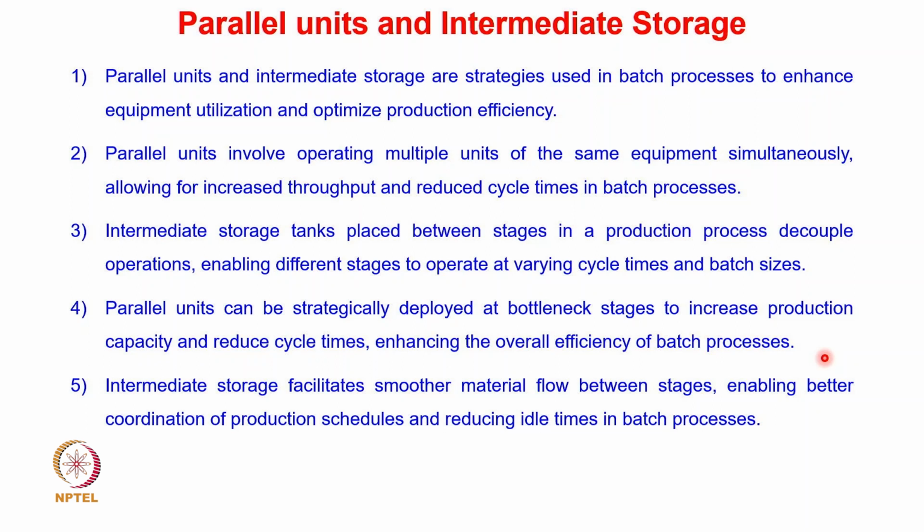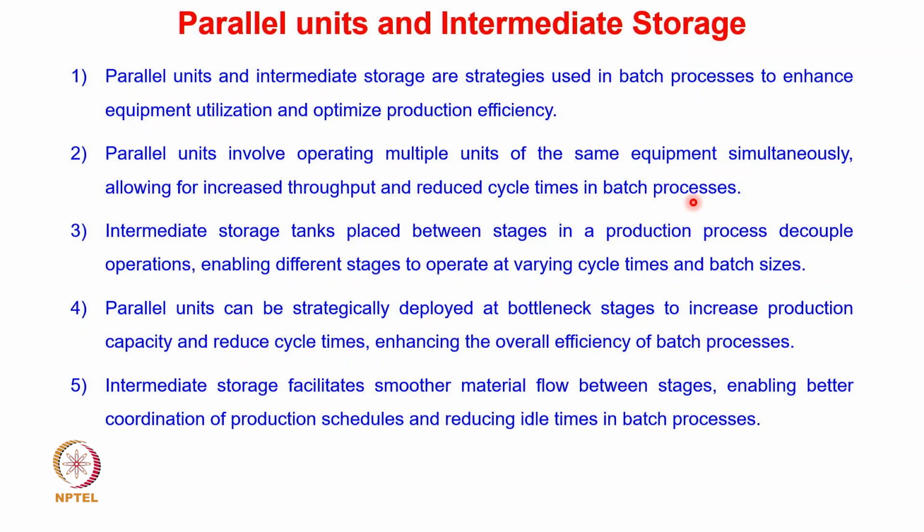So you can see that whenever we are having parallel units or intermediate storage, this can help in improving the efficiency. So parallel units and intermediate storage are strategies used in batch processes to enhance equipment utilization and optimize the production efficiency. So parallel units involve operating multiple units of the same equipment simultaneously, allowing for increased throughput and reduced cycle times in the batch process.